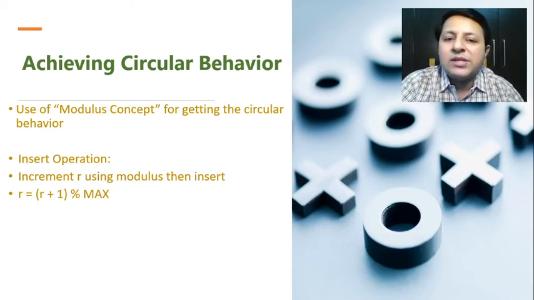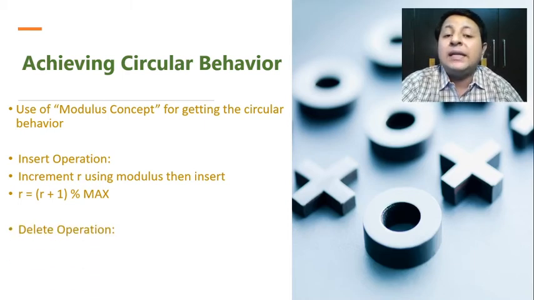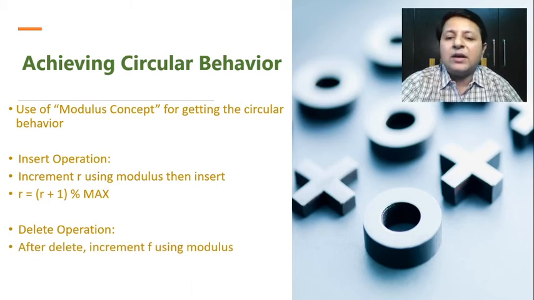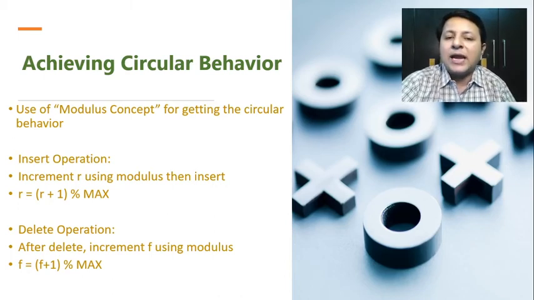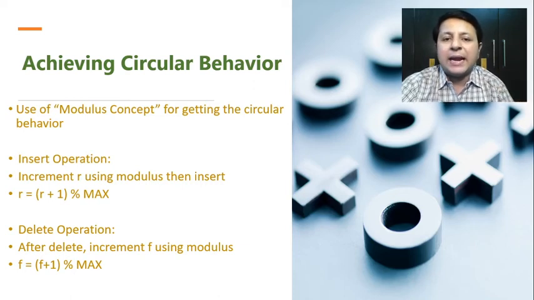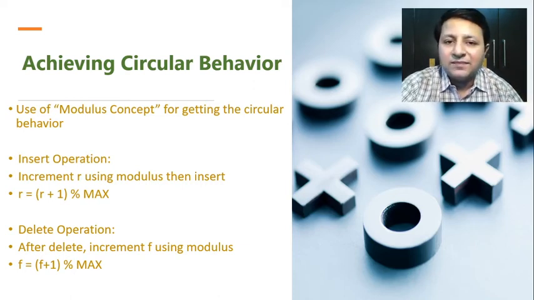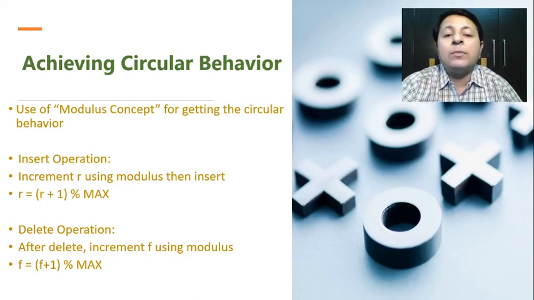Isn't it the same concept we require to apply for the delete operation also? So whenever we have a deletion from front, generally we pick up the element at F and we increment F. So again, that increment should not be a simple increment. It should be an increment using modulus. So F = (F + 1) mod max. Fine. So that is how we would be achieving the circular behavior.